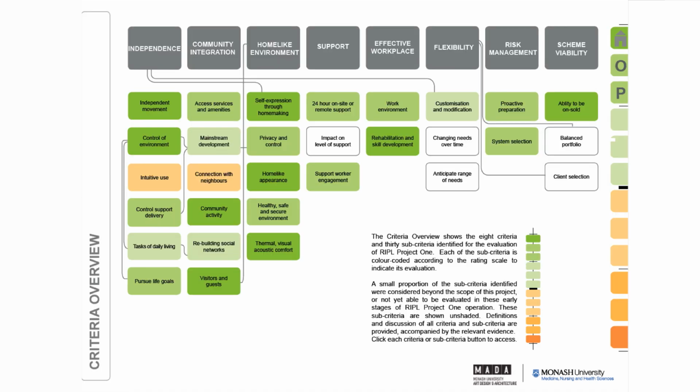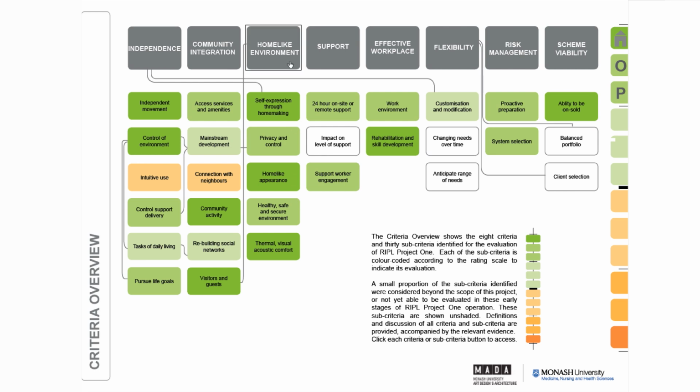These are colour-coded so that you can understand the extent to which they enabled or limited residents' ability to achieve those criteria. As an example, home-like environment set out the intention of the funding body to create homes rather than institutions. This was identified in a range of different ways, including self-expression through homemaking, home-like appearance, and the creation of a healthy, safe and secure environment.